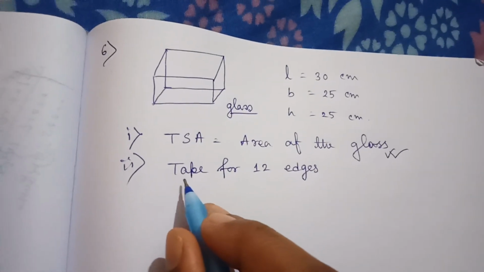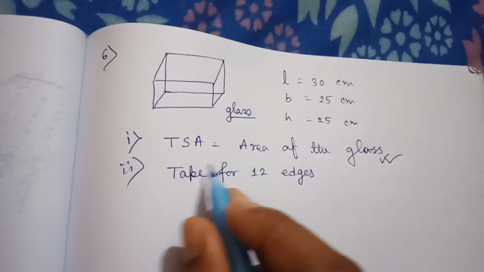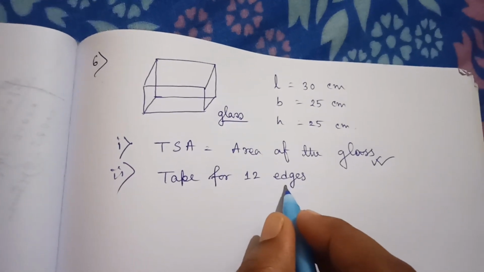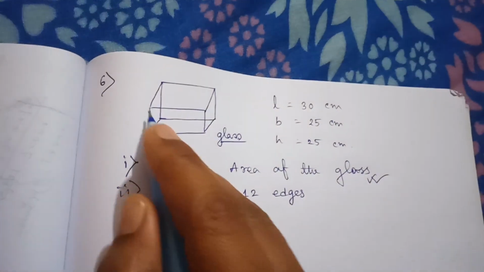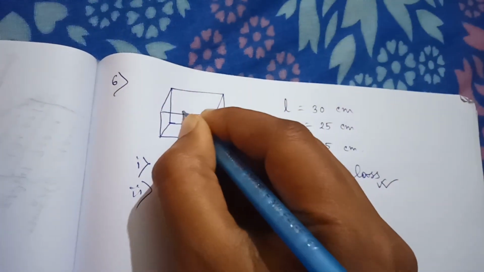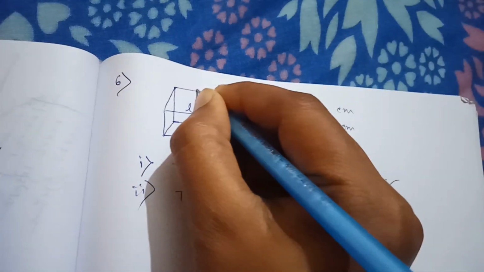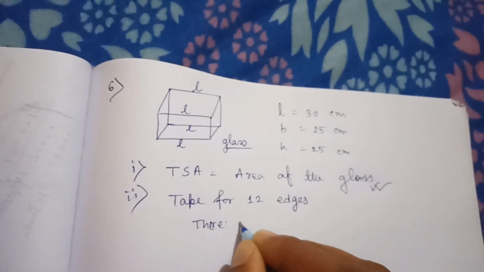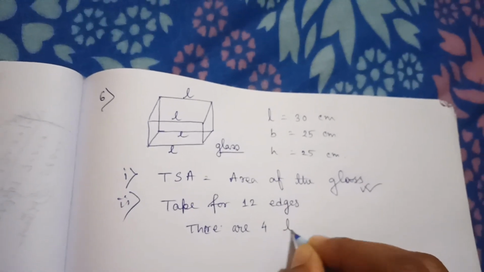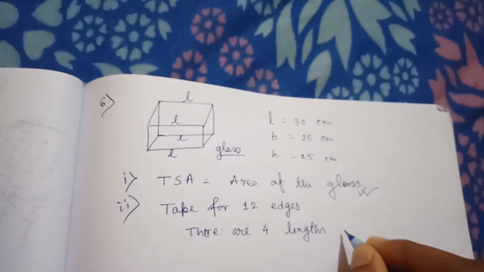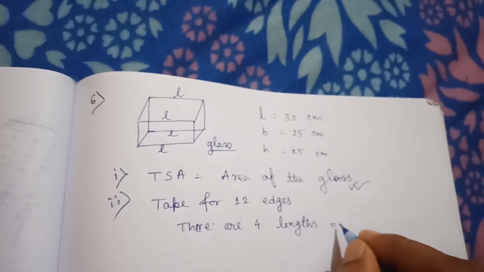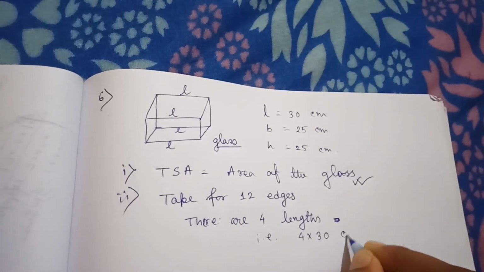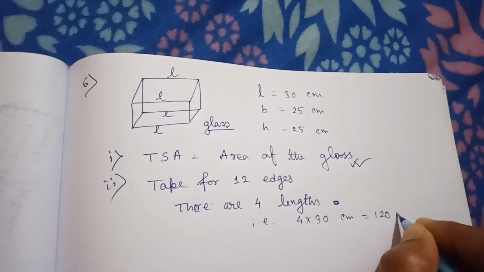We will be doing the second one, that is you have to find out the length of the tape that will be required for 12 edges. Okay. Now 12 edges means this one L, this one L, this one L, and this one L. So there are 4 lengths, that is equals to 4 into 30 centimeter equals to 120 centimeter.